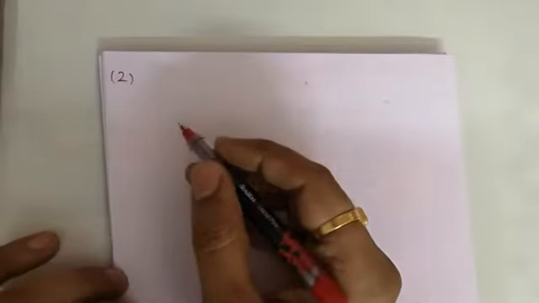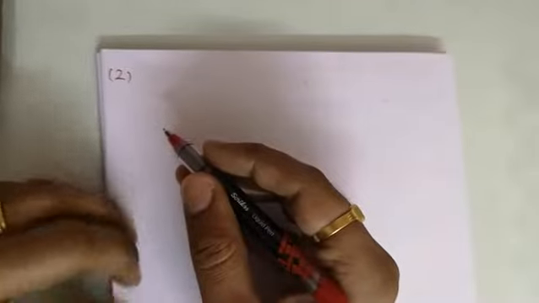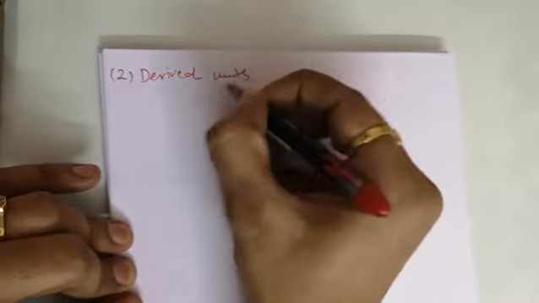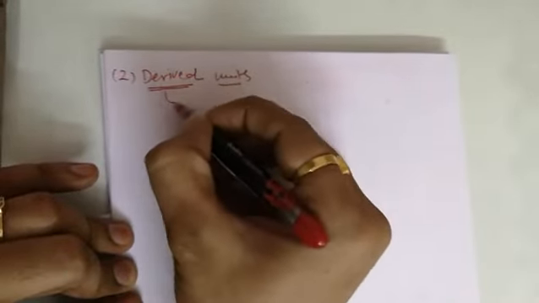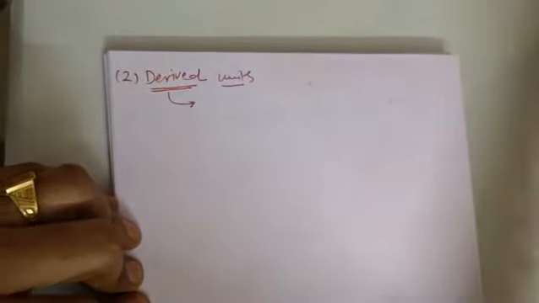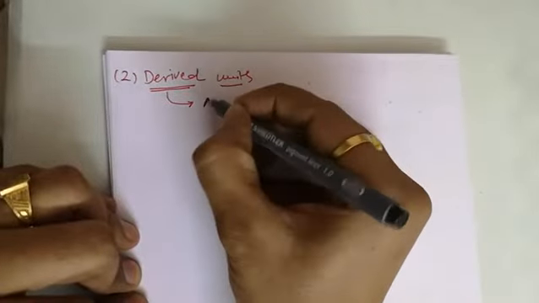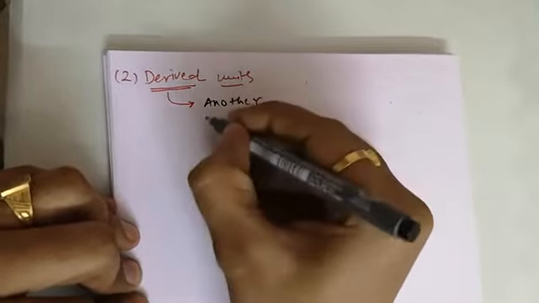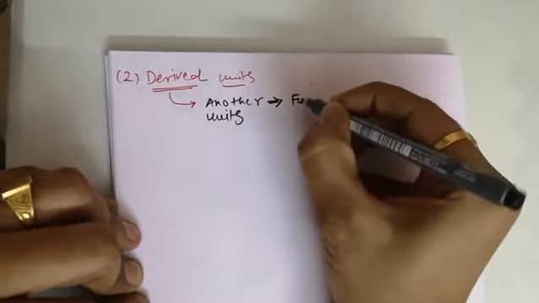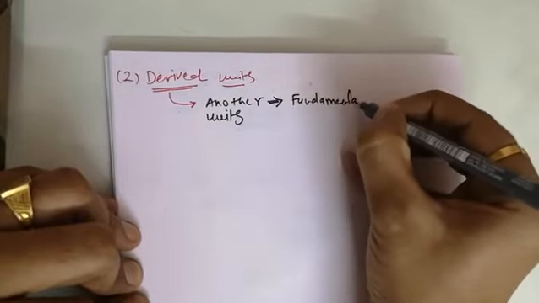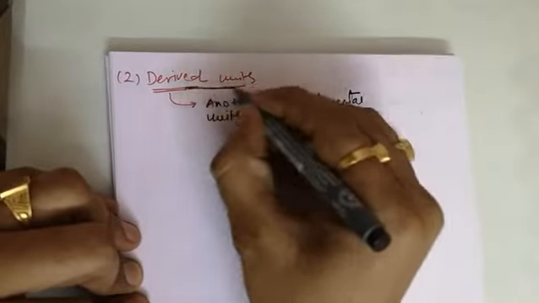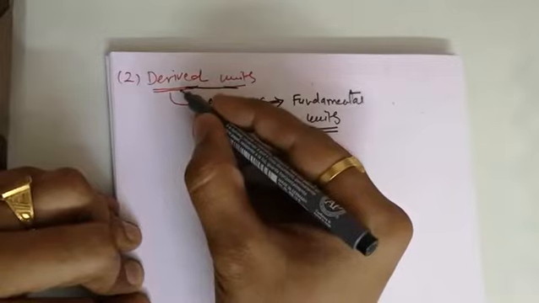Okay friends, we will now discuss another type of unit. It is called derived units. Derived units, as the name suggests, are derived from some other quantity. Those units derived from other units. What are those units? They are called fundamental units. So those units which are derived from fundamental units are called derived units.